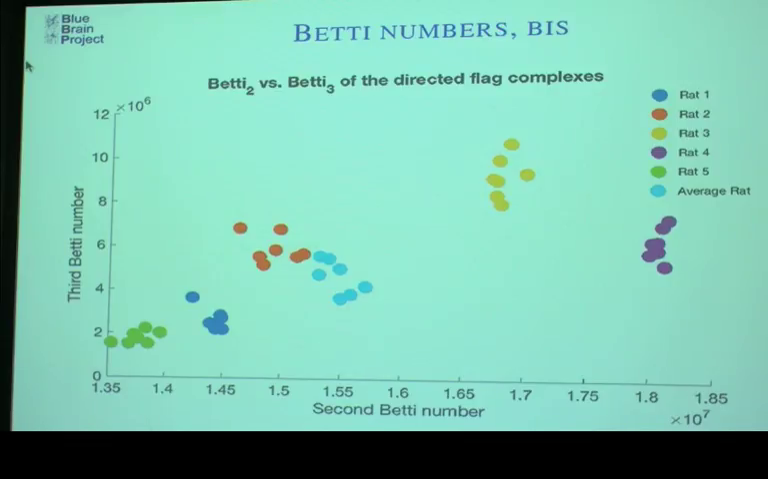And you can do this using things like calculating the Betti numbers of these complexes. We did that by rat. We had these 5 different rats and the average rat, and plotted Betti 2 versus Betti 3. And it basically gives very beautiful clusters. So somehow the topological invariants are detecting the biological differences between these different circuits. So topology is picking up something biological.